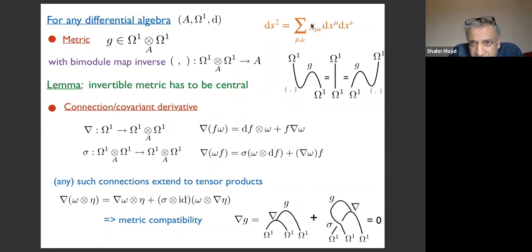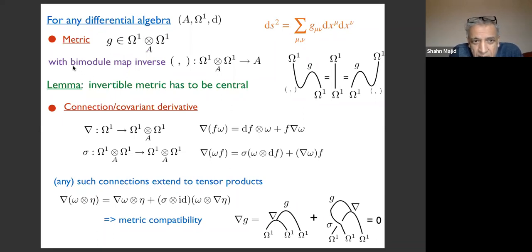But notice that this function g mu nu depends only on one point of the space-time. It's not bilocal, it's local, only at one point. And that means that these two copies of dx live at the same point in the manifold. And that's expressed here by saying it's a tensor product over the algebra A. So it's not in the tensor product over the field, it's in the tensor product over the algebra. So that means it's a 0-2 tensor.